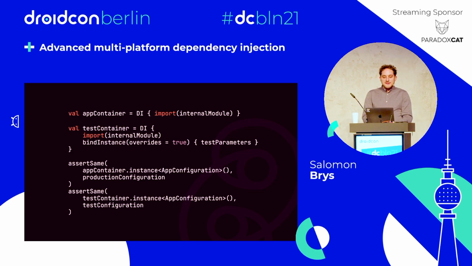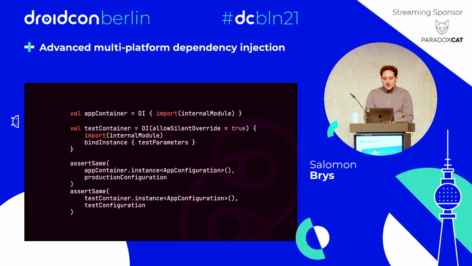You can also, instead of stating that you override every binding, ask the DI container to allow you to override without explicitly specifying it. This is very useful, but I urge you not to use that outside testing because it can lead to very, very weird errors.